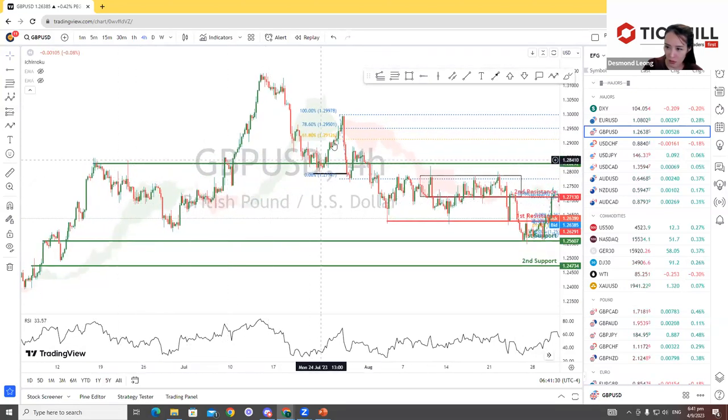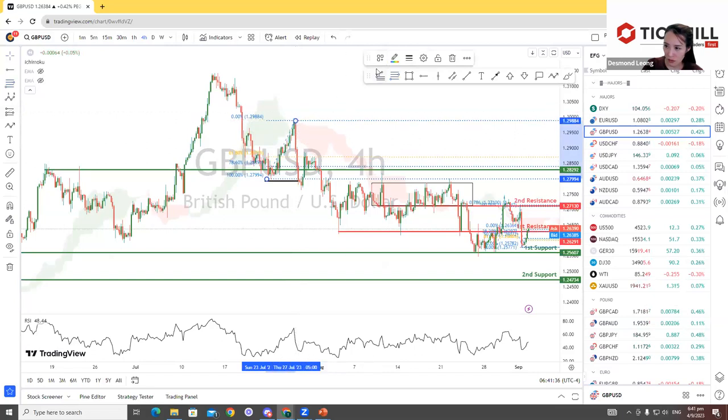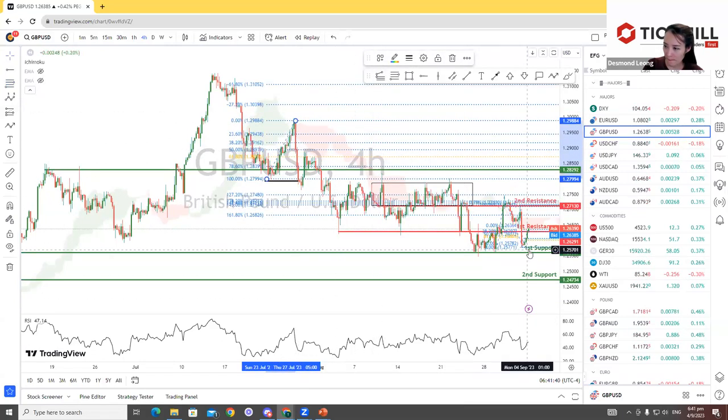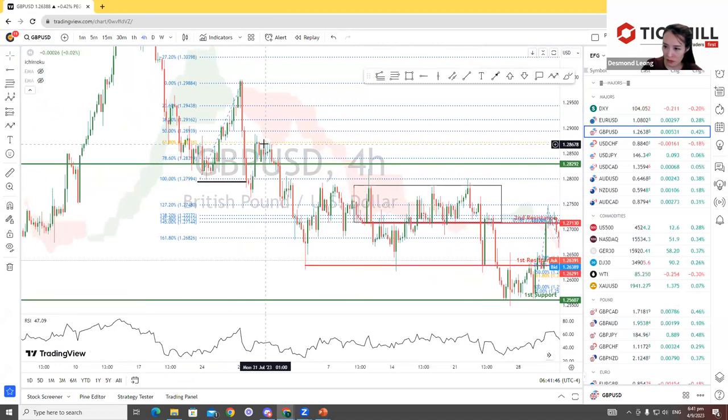resistance, support, you buy from here. After you buy from here, you draw a fib from here to here or level here. And then what you can see here, you will get the position from this level, which is 61.8%. Price break this low, right? Okay, you wait for price to pull.